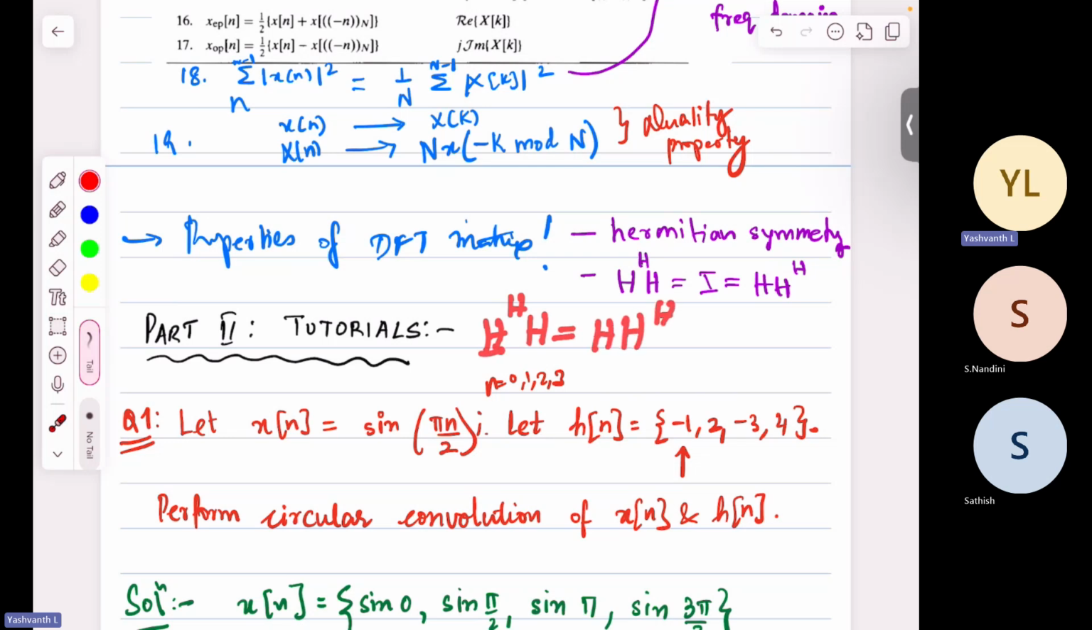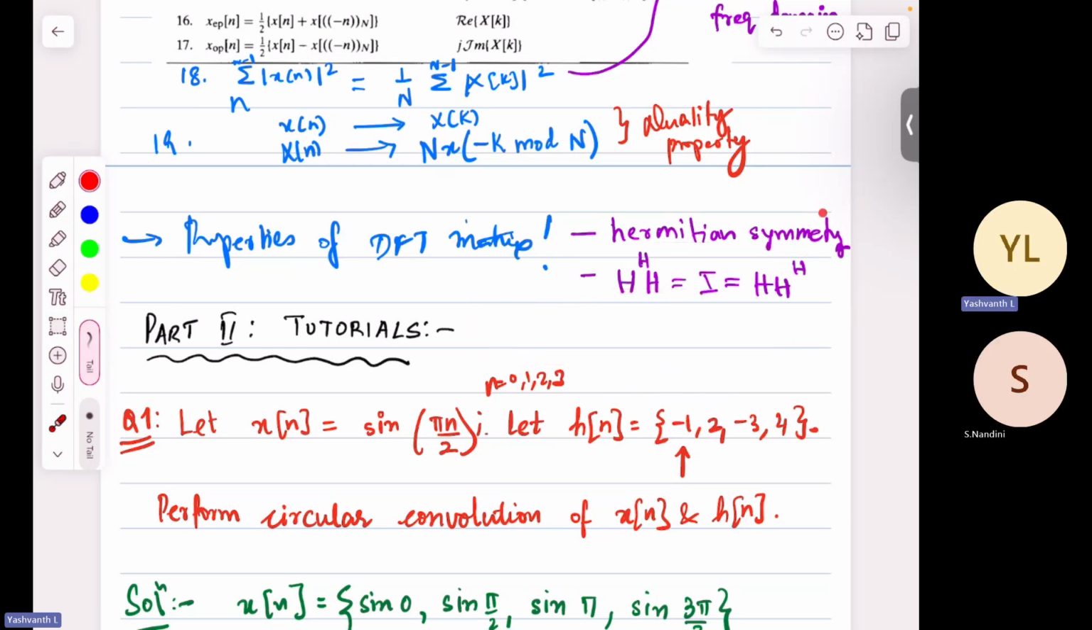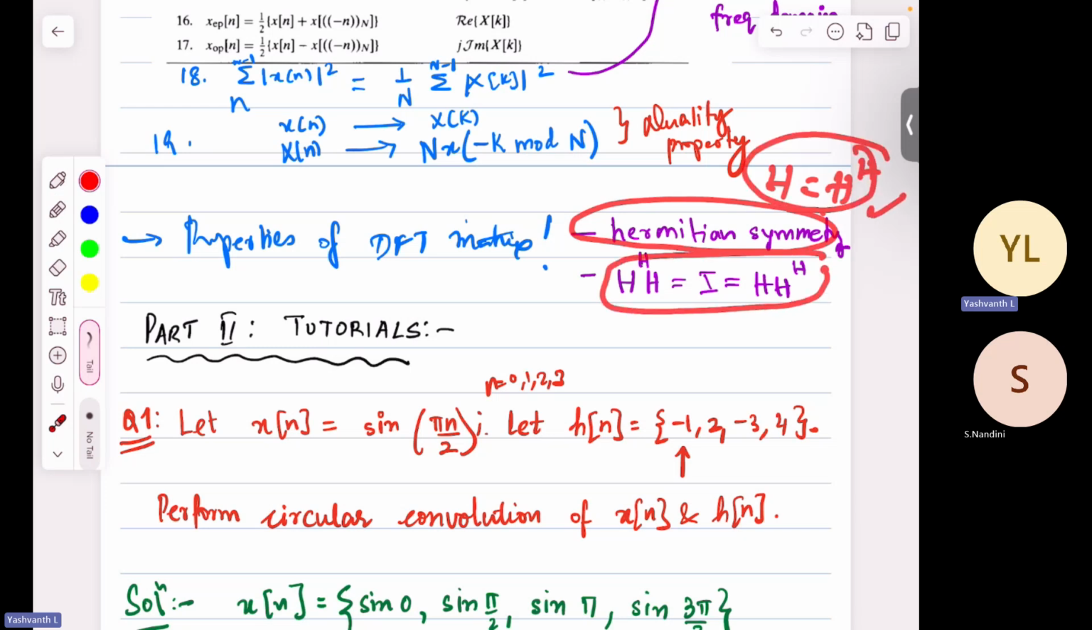That is, you first take the Hermitian, then multiply by H, or you first multiply H and H Hermitian, pre-multiply or post-multiply H by H Hermitian. Both these products will be equal to the identity matrix. Oh, sorry. Hermitian symmetry means H should be equal to H Hermitian. But H Hermitian H equal to identity means it's the orthogonality property of the DFT matrix.